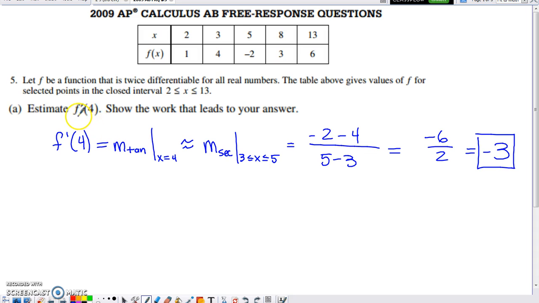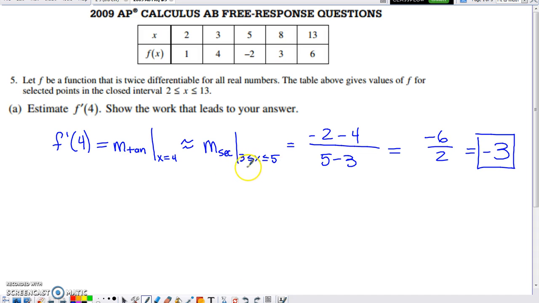So if we're trying to estimate the value of a derivative, graphically we know that the derivative evaluated at a certain x represents the slope of the tangent line at that x. Well, the way that you probably began to develop the idea of a tangent line was by looking at secant lines. So if we use the slope of the secant line on the interval from 3 to 5, and 4 is smack dab in the middle of that interval of the x-axis, to estimate the value of the slope of the tangent line at x equals 4, that's going to be pretty reasonable.